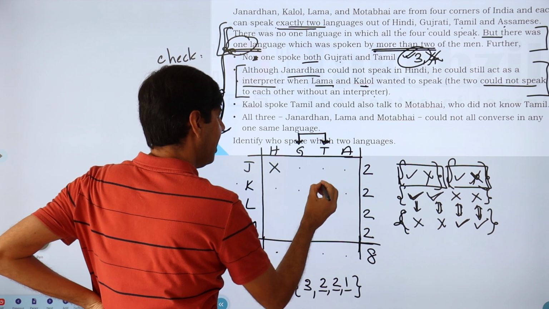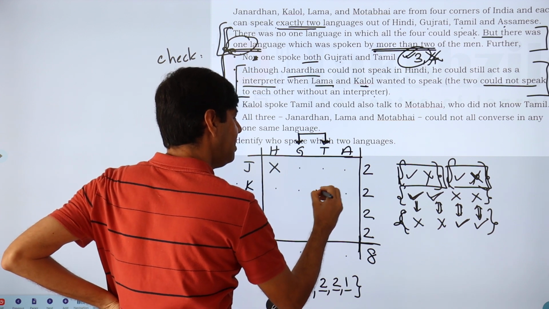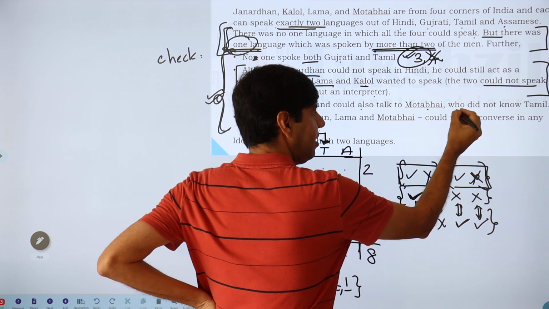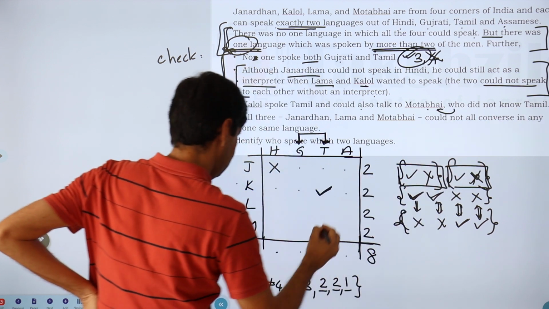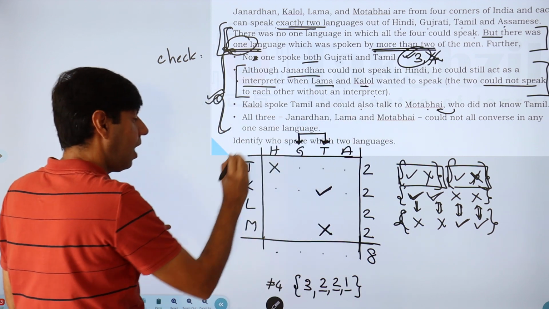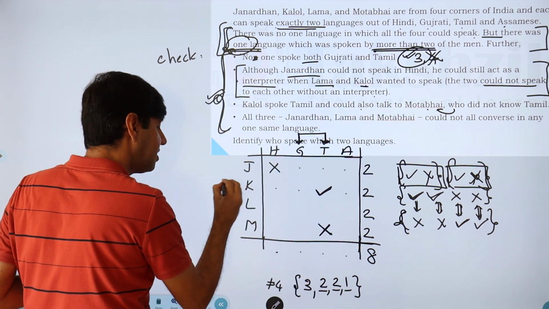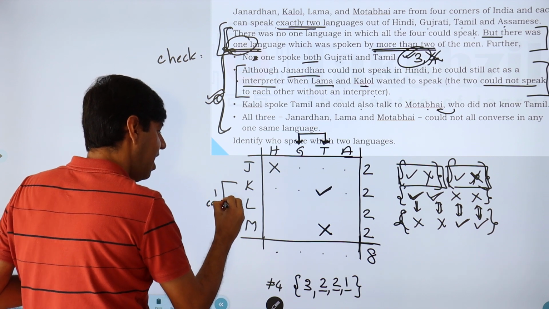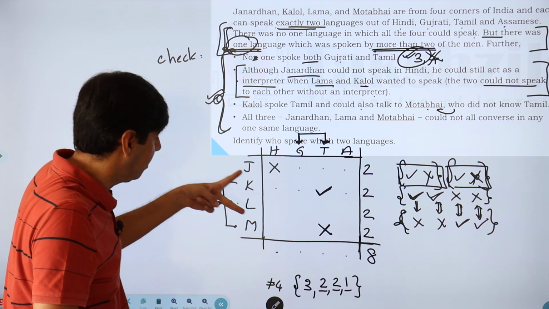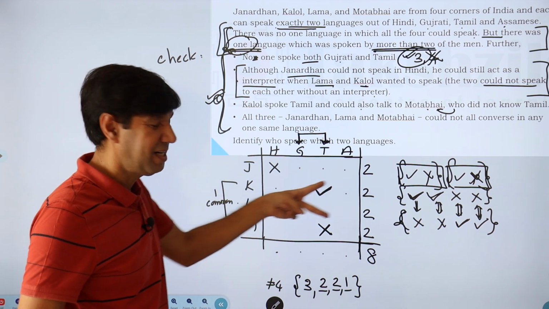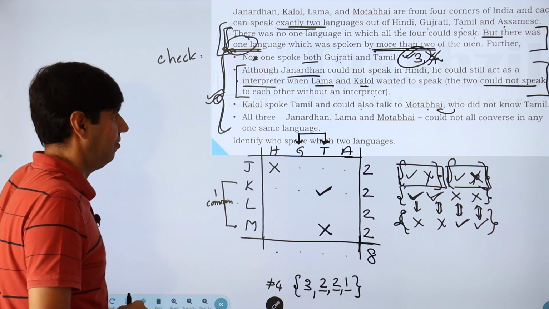Kalol spoke Tamil. As I said, in the intermediate there will be these easy ones, and he could also talk to Mota Bhai, who did not know Tamil. So Mota Bhai did not know it, but then they could talk. Don't gloss over this. What that means is Kalol and Mota Bhai have one common language. And you know, I would still hold on to it. It could be this or this or this. So 3 possibilities is quite a lot. So I'll just leave it for the moment.